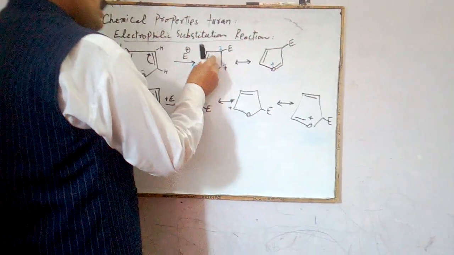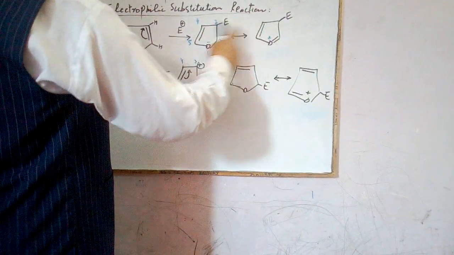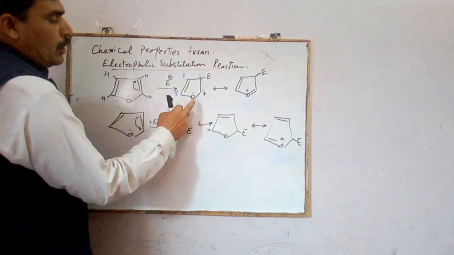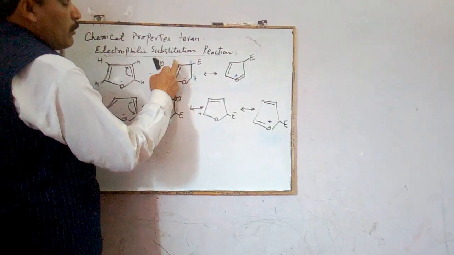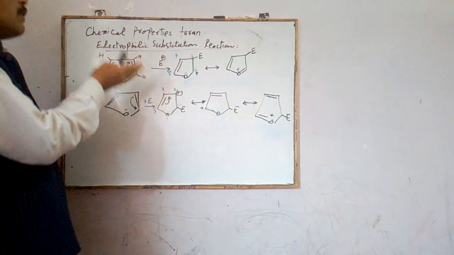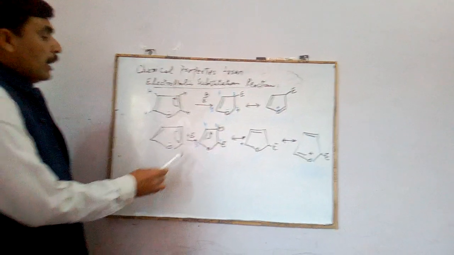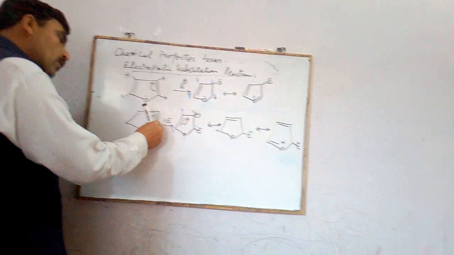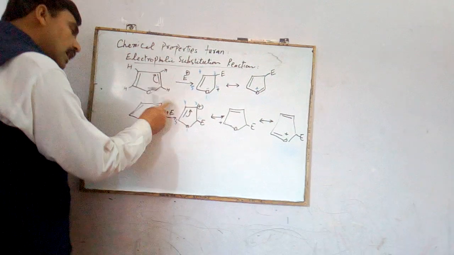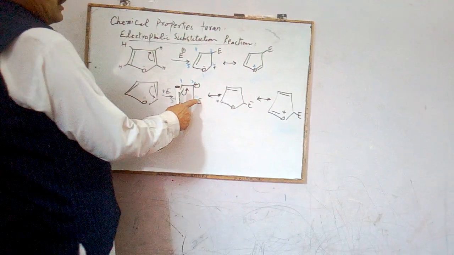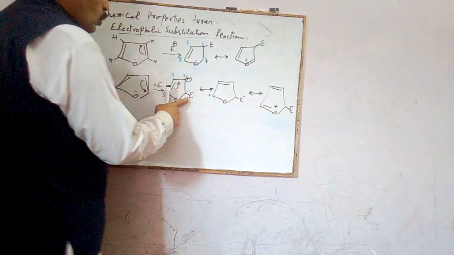Now we only have two possible resonating structures if the electrophile attacks at position number 3. So this is position 1, 2, 3, 4, 5. On attack of the electrophile at position number 2, there are more possible resonating structures. Similarly, the bond is broken in this direction, and after the attack of the electrophile on the pi electron system, the electrophile attaches at position number 2, and we have another possible resonating structure.